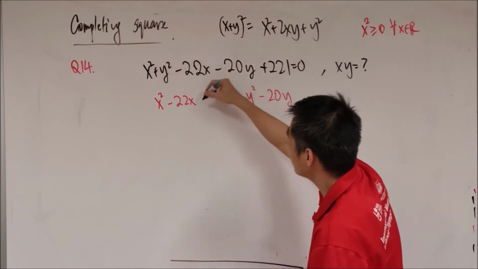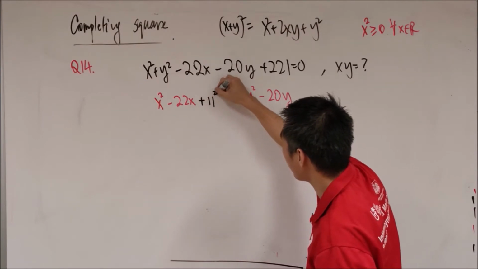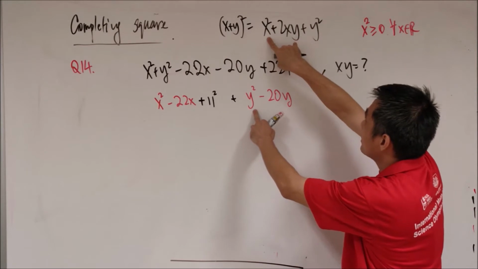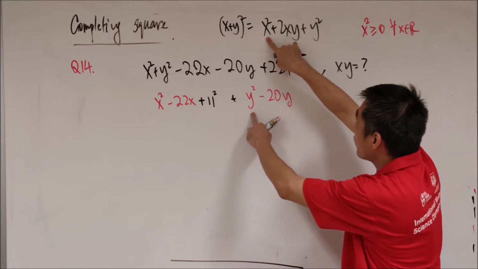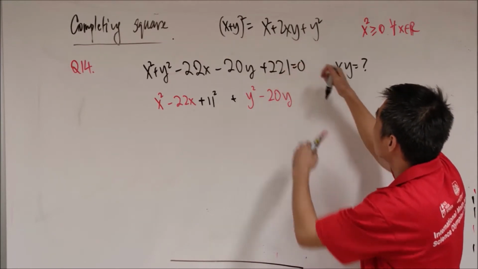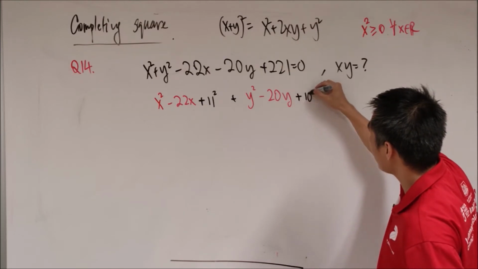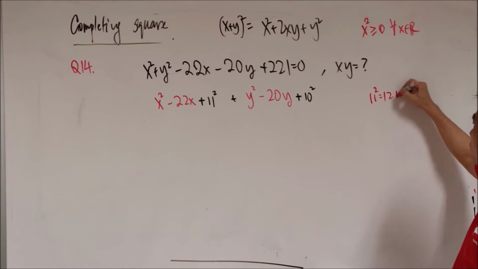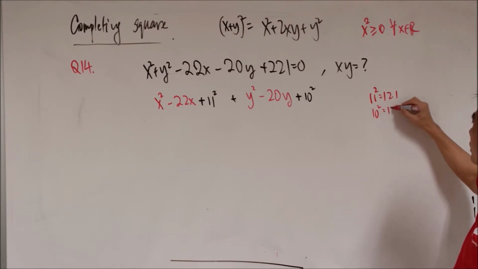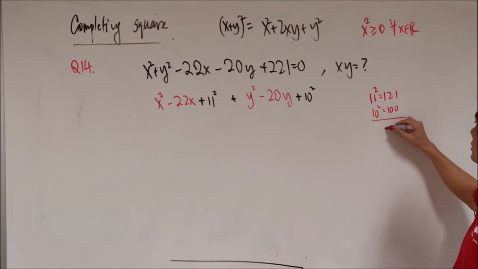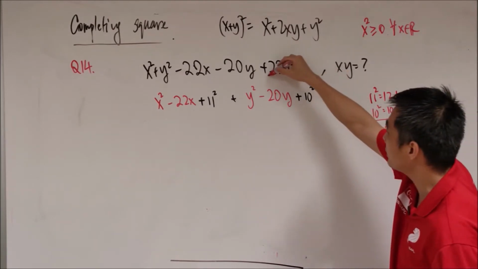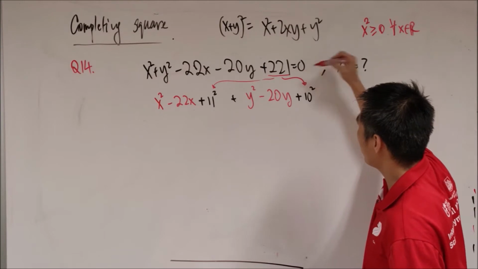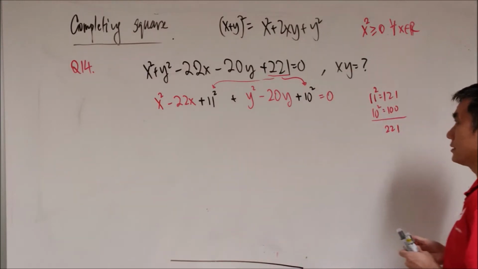So I need to have an 11 square. And for this one, you can treat this as a y square. I will have a 10, so it means that I need to add a 10 square. Now we need to check that 11 square equals 121 and 10 square equals 100. And the sum of this is equal to 221, and it's just nice that this separates into 11 square and 10 square. So this is equal to 0.